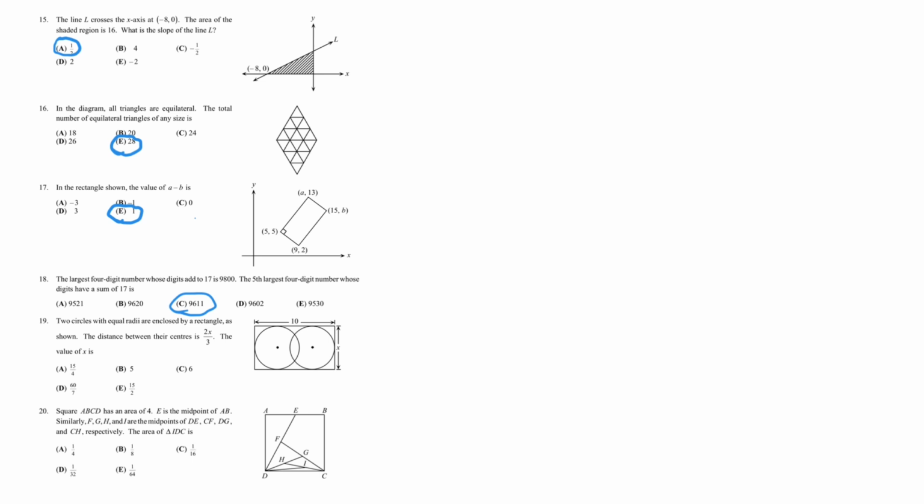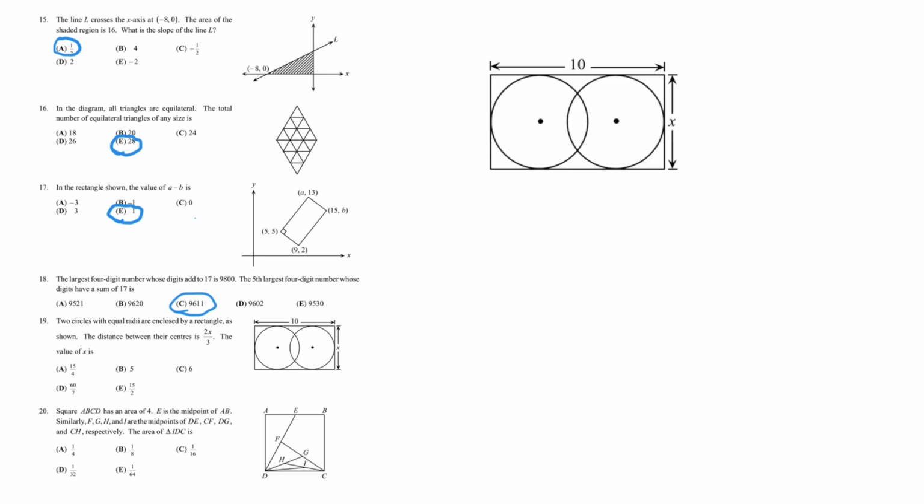Number 19. Two circles with equal radii are enclosed by a rectangle as shown. The distance between their centers is 2x over 3. The value of x is. So the width is x, so the radius will be x over 2 because x is the same as the diameter. So the radius is x over 2, and from center to the tangent point still x over 2.